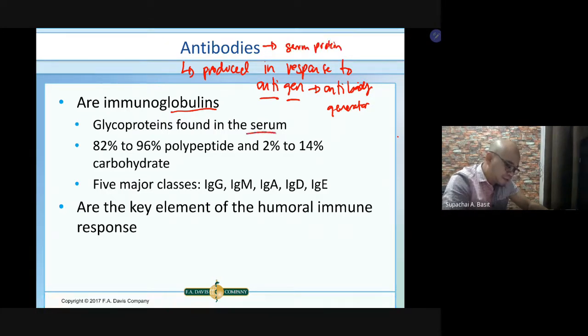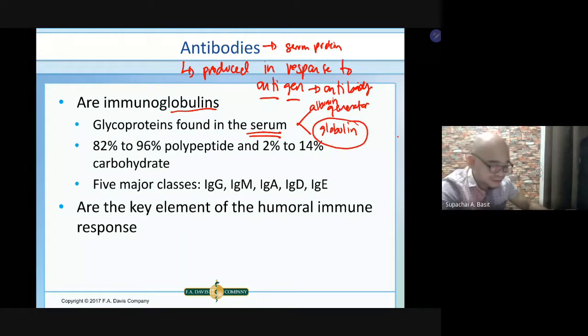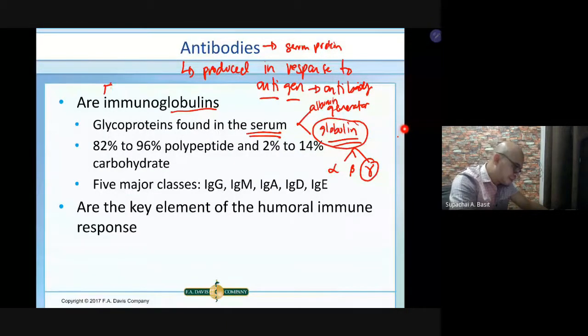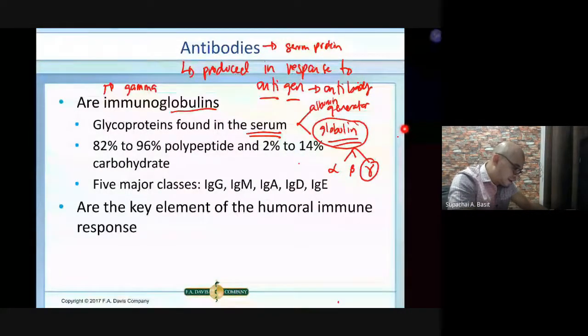So it's a serum protein, and we know for a fact that during the process of electrophoresis, there are only 2 types of serum proteins. Either you have albumin, and the other one is globulin. So between albumin and globulins, immunoglobulins are obviously in the globulin portion, the globulin fragment. And then, globulin has 3 fragments. We have the alpha, beta, and gamma. So antibodies, to be exact, are actually gamma globulins.